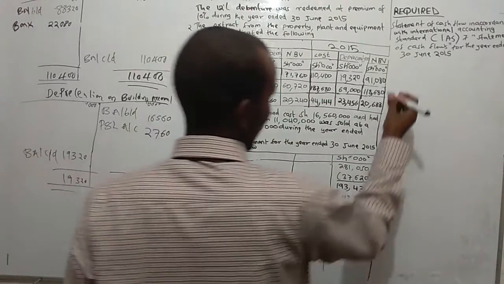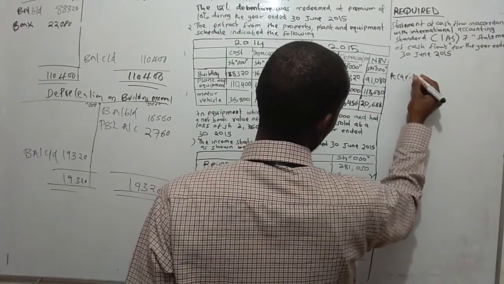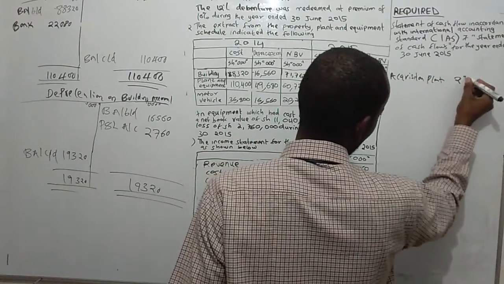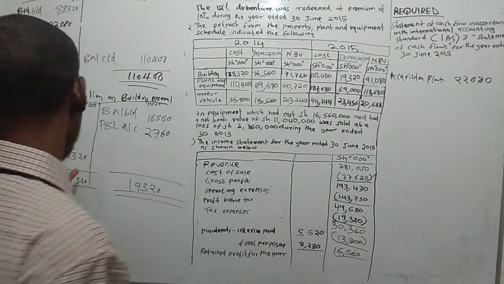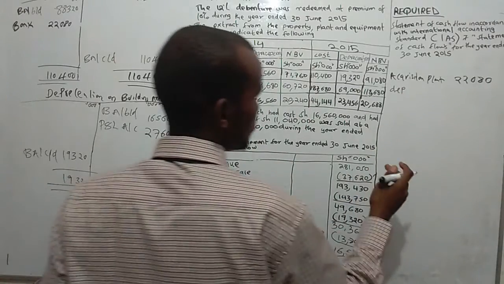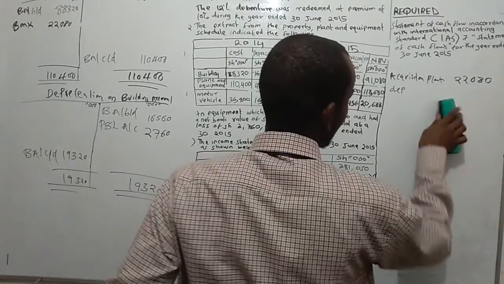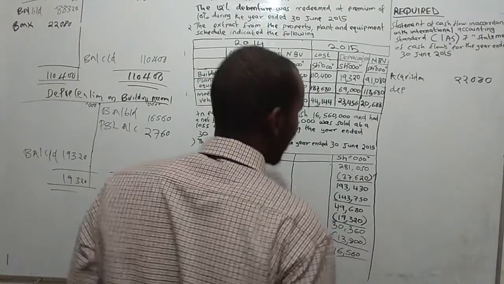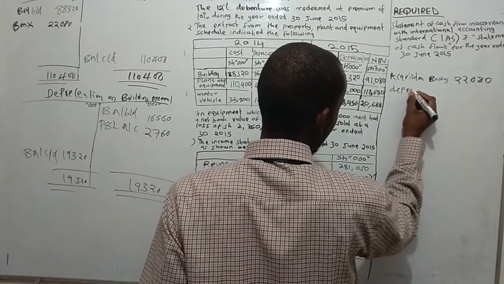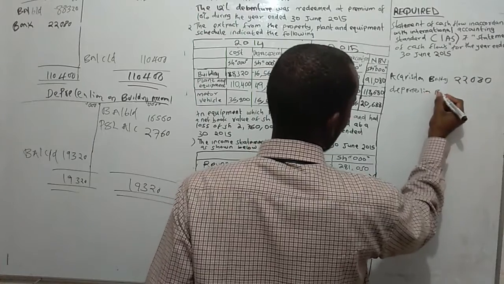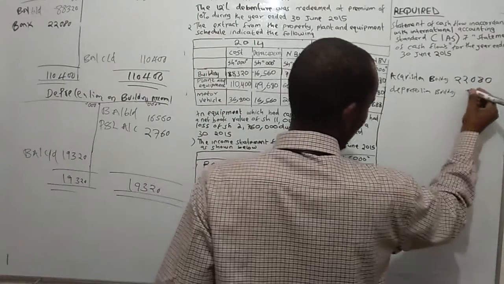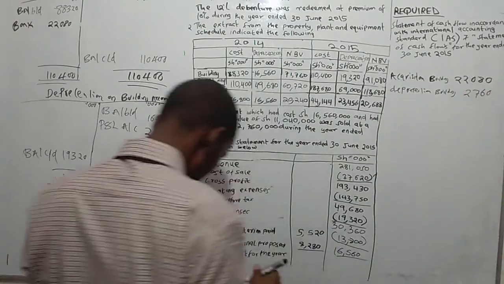So here I'm having acquisition of building. The figure there is 22,080. I'm also having depreciation. Remember, this is building, not plant. Building, sorry. Acquisition of building. So this is building. Then here will be the depreciation on building. How much? 2,760. So I can wrap up there.